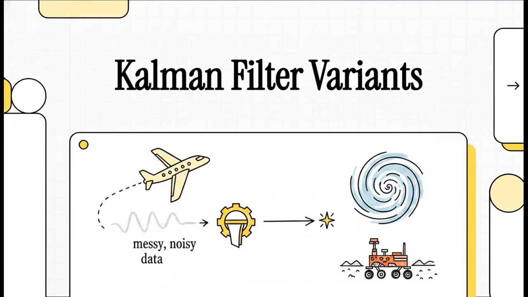Welcome to this explainer. Today, we're going to decode the invisible math that helps machines know exactly where they are in the universe. We're diving deep into the fascinating world of Kalman filter variants. Whether you're tracking a commercial flight, forecasting a massive hurricane, or literally landing a rover on Mars, there's a specific algorithmic brain working behind the scenes to make it all happen. So let's explore how these different filters take incredibly messy, noisy data and turn it into precise truth.